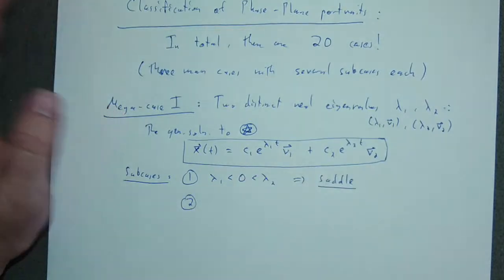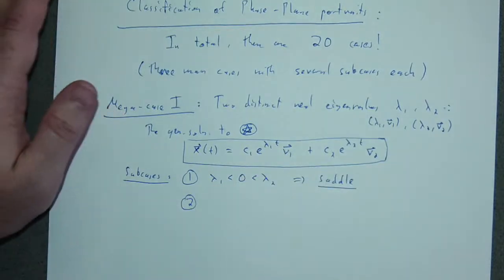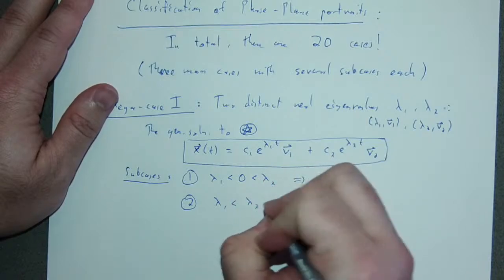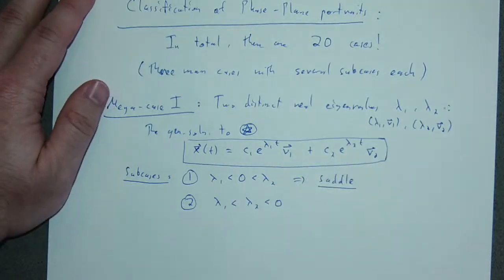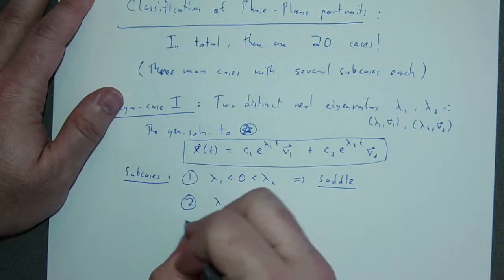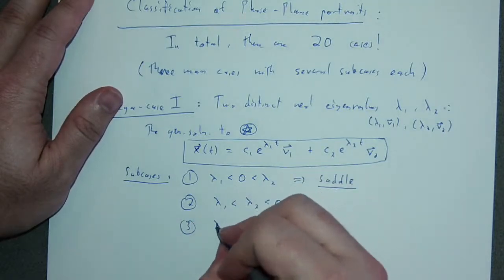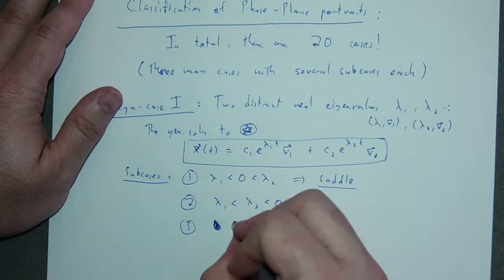The next two options, right? Both of them could be negative, or both of them could be positive. Oh, let's do it like this.